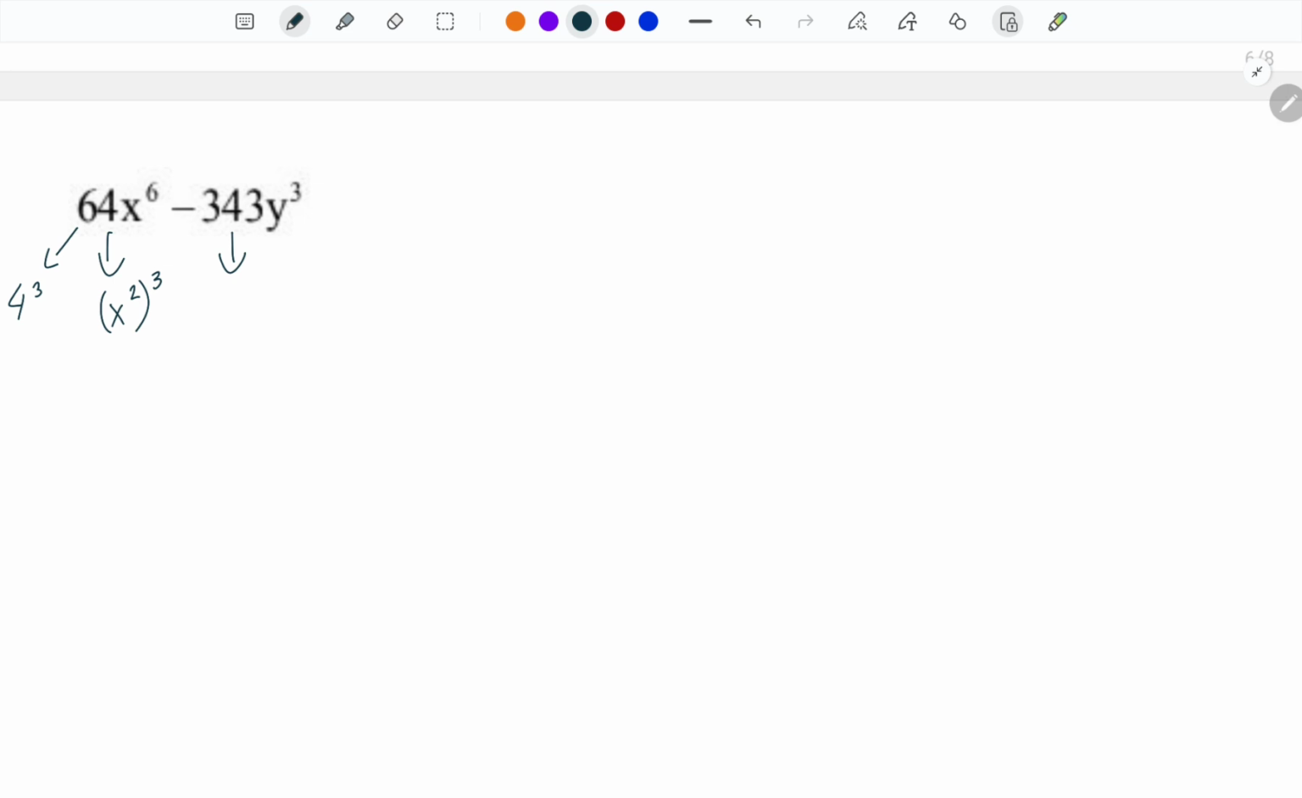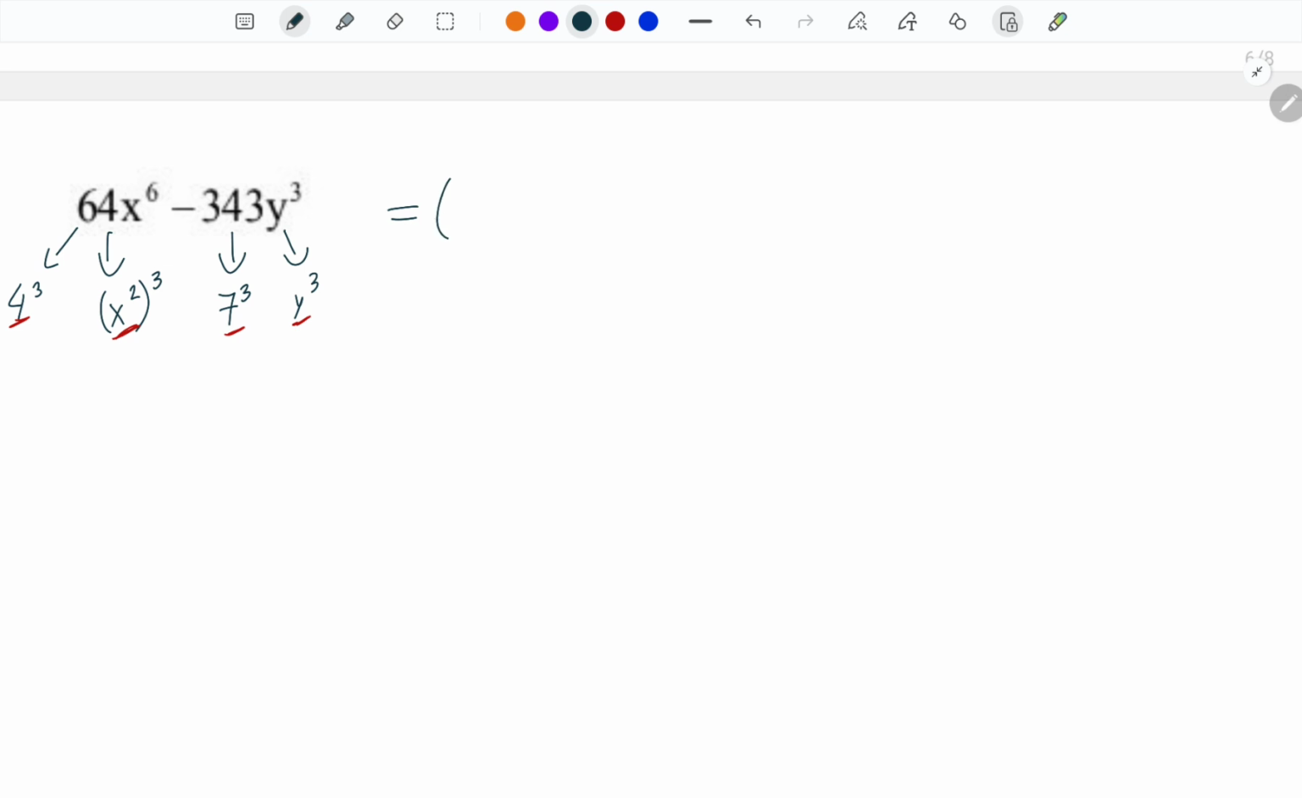343, I should say, is just the cube root of 7, or 7 cubed is 343. And then, of course, y cubed will give you y cubed. So the key thing is to identify what numbers are cubing to give you those parts. So they're all perfect cubes, and so now we can factor. Sometimes it takes a little bit of work identifying, but it does work out in this case.